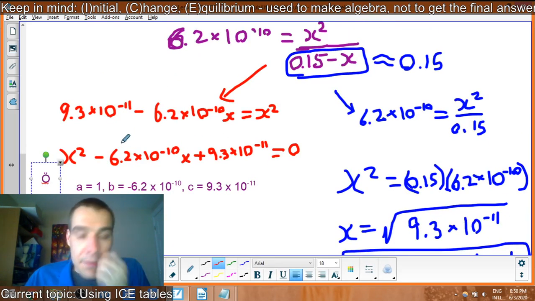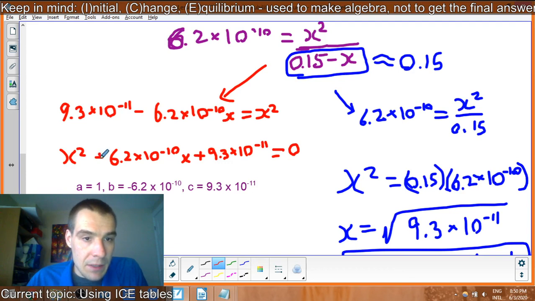So I just realized that I made a math fail. When I brought these to the other side, this should have become a plus. The minus 6.2 times 10 to the negative 10 should have become a plus. When I brought that to the other side, it becomes a plus, and then this one should have become a minus. So you can tell it's been a while since I've done a quadratic.